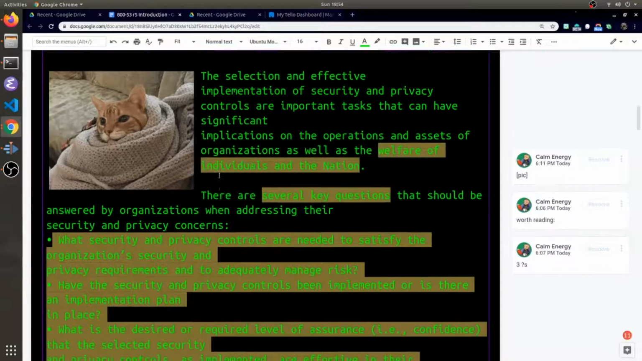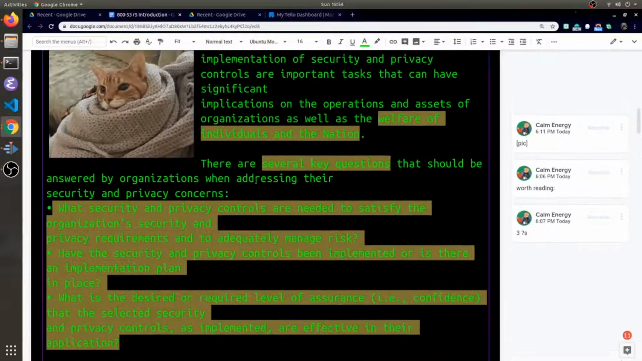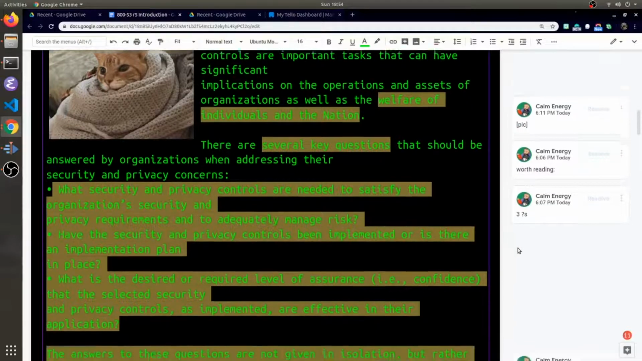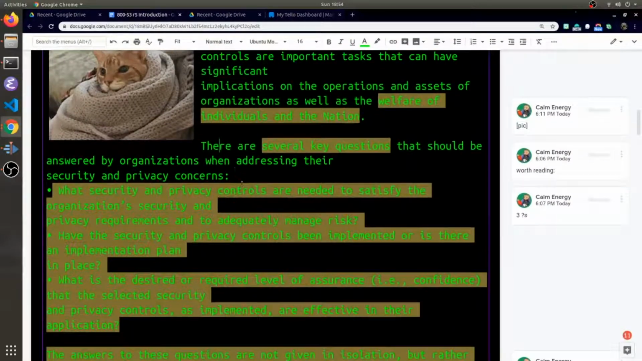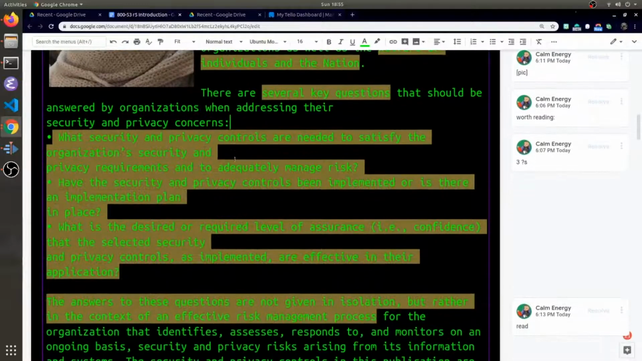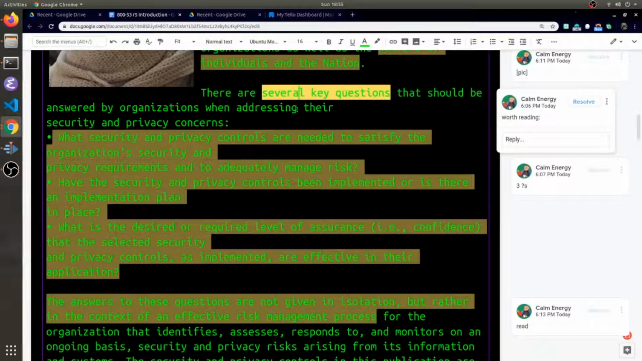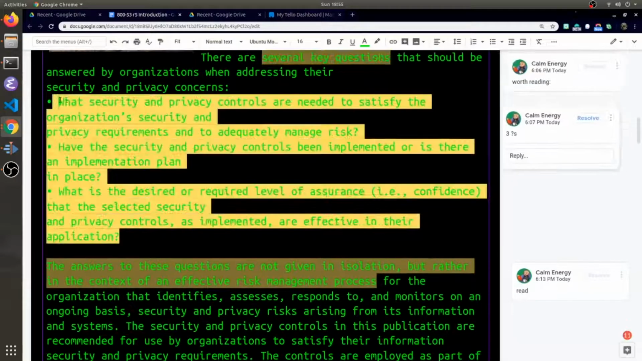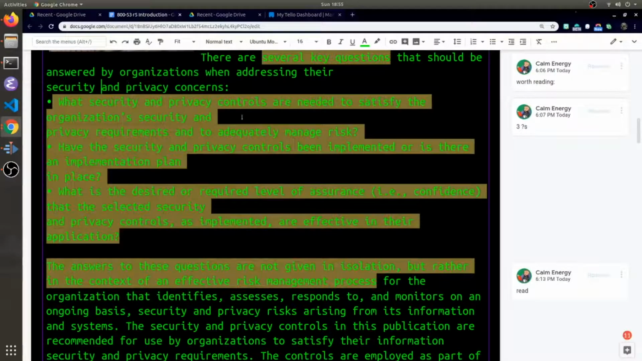Many times this publication is talking about federal systems. But as I'll say a little later here, the security controls they suggest you use, they're good. I even use them at my own home. And I think this next part will really drive home why I say that. Here are several key questions you should ask. The first one is, what security and privacy controls are needed to satisfy the organization's security and privacy requirements and to adequately manage risk? I should have turned that into 2 questions, but let's focus on the first part.